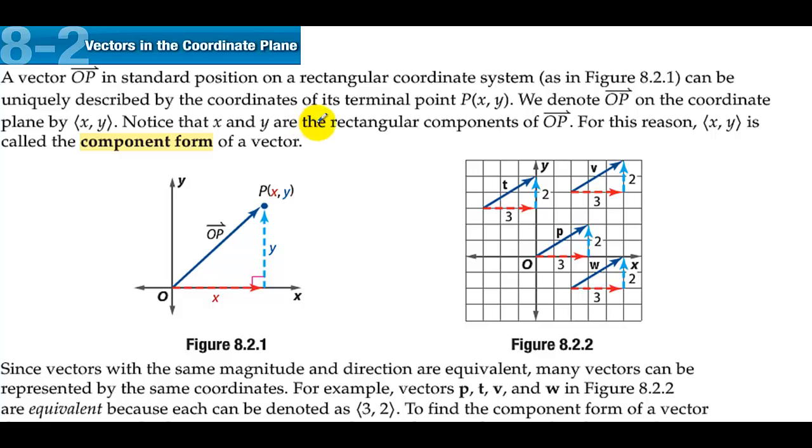Notice that x and y are the rectangular components of OP, meaning that the x coordinate is the horizontal component of this vector and y is the vertical component of the vector OP. For this reason, ⟨x, y⟩ is called the component form of a vector.